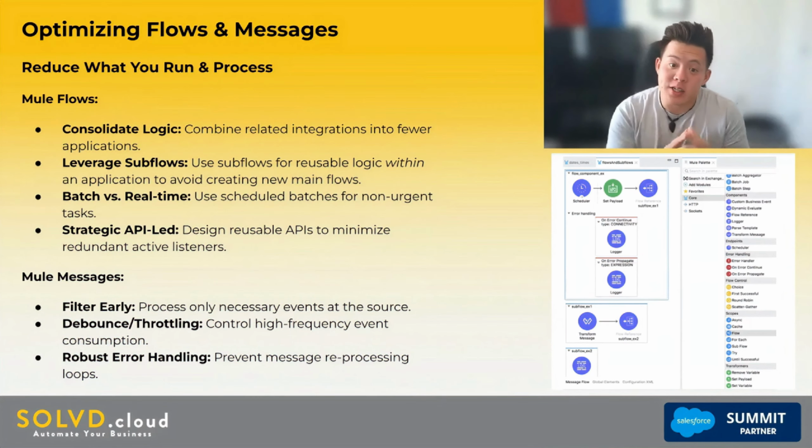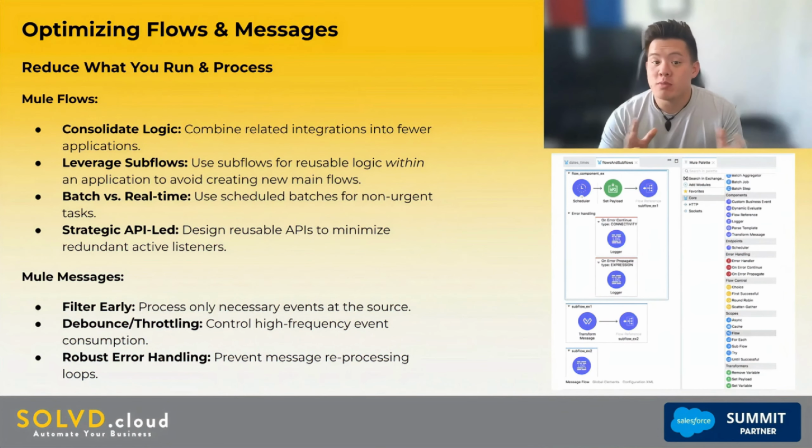For mule messages, on the other hand, we aim to reduce what you process. You can filter early. If you can filter events before they even enter your mule flows, do it. For example, filter messages at the queue level or a database level if the criteria are simple. Then for debounce and throttling, for very high frequency event sources where you don't need to process every single event, implement logic to debounce or throttle them. Process events in batches or at a reduced frequency.